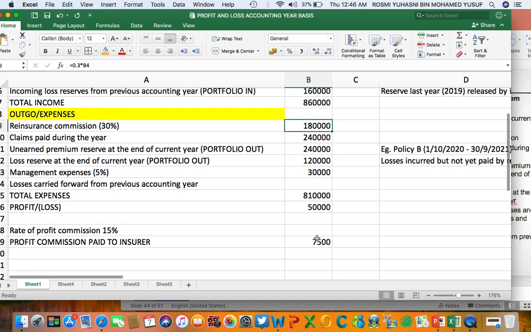Okay, so if there is a profit, meaning that there is going to be profit commission paid by the reinsurer to the insurer. Let's say the commission rate is 15% fixed, and profit commission paid to the insurer is going to be the profit here times the rate of commission 50%. That will result in a commission of 7,500 ringgit paid to the insurer. Okay, I hope you are clear.